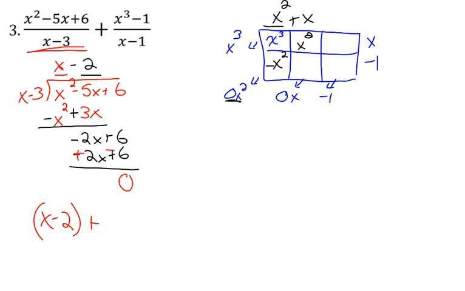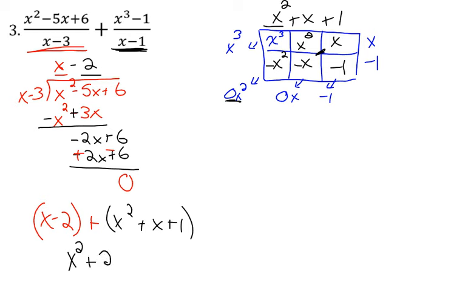X times x gives me x squared, so I get a negative x in that box. I want these two diagonals to add to 0x, so that has to be a positive x. What times x gives me x? 1. 1 times negative 1 is negative 1. It works out. So the second fraction is equivalent to x squared plus x plus 1. So I want to do x minus 2 plus x squared plus x plus 1. So I want this written in standard form, x squared plus 2x minus 1.